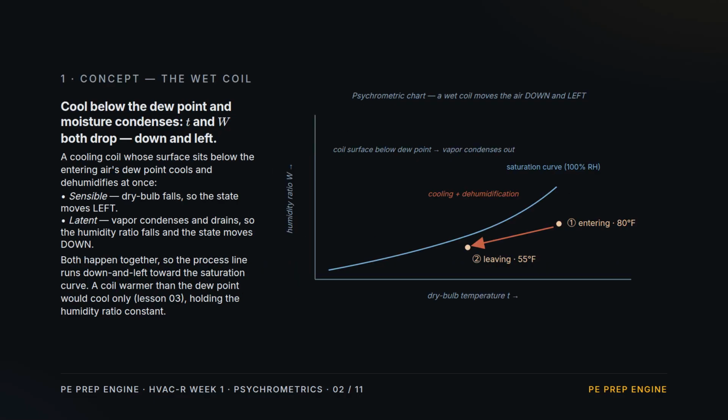Concept 1, the wet coil. When the coil surface is colder than the entering dew point, it cools and dehumidifies at the same time. Temperature falls, so the air moves left. Vapor condenses and drains, so the humidity ratio falls and it moves down. The process line heads down and left toward the saturation curve.